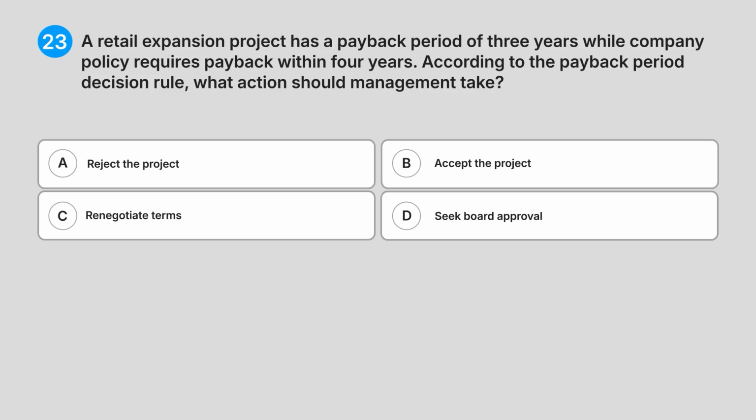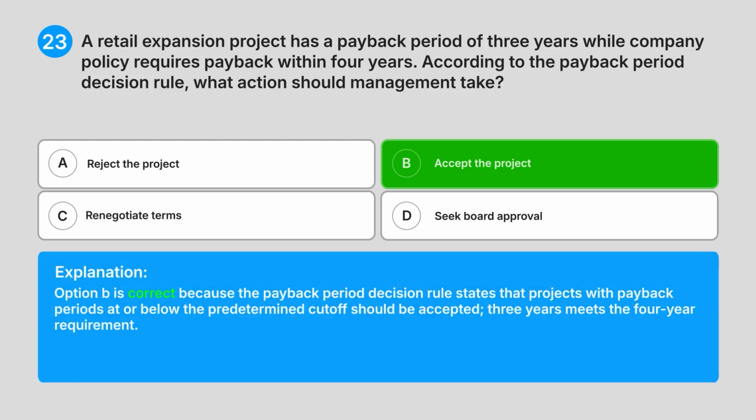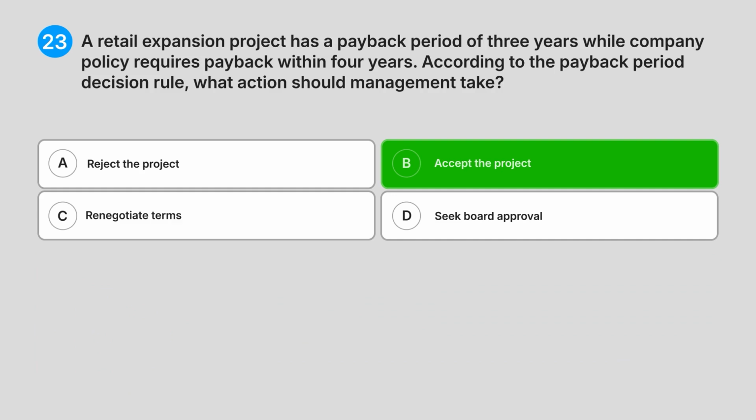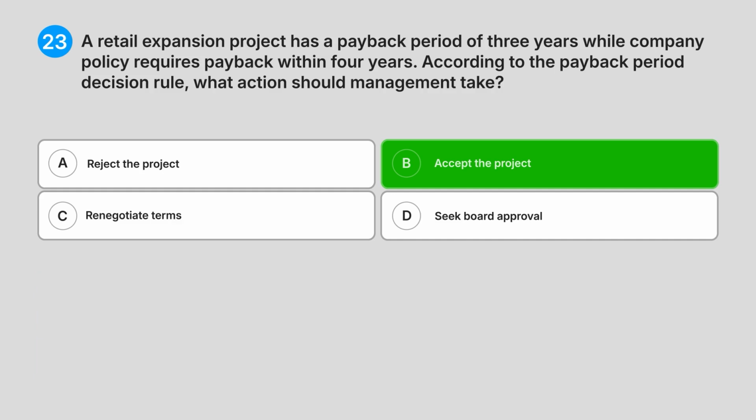Correct answer, B, accept the project. Explanation: option B is correct because the payback period decision rule states that projects with payback periods at or below the predetermined cutoff should be accepted. 3 years meets the 4-year requirement. Option A is incorrect because the project recovers its investment in 3 years, which is faster than the 4-year cutoff, so it meets the acceptance criteria.